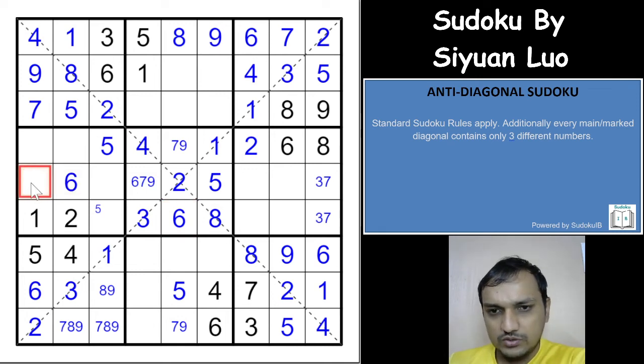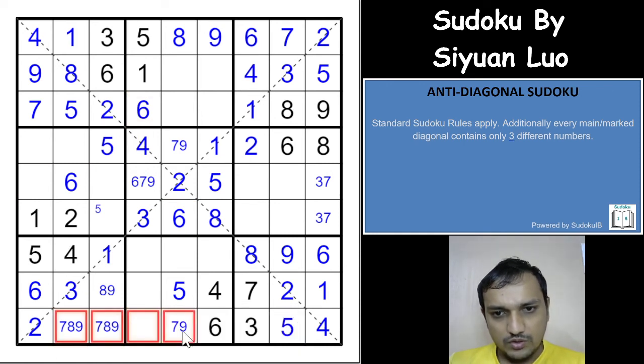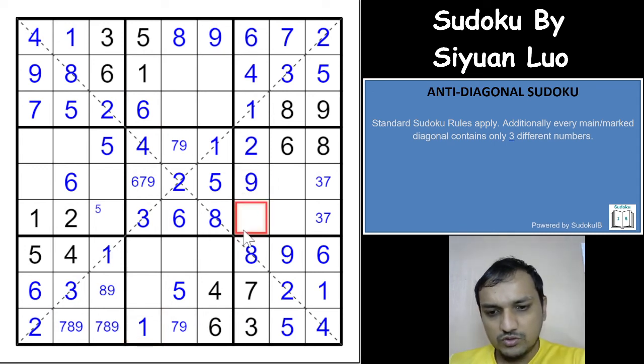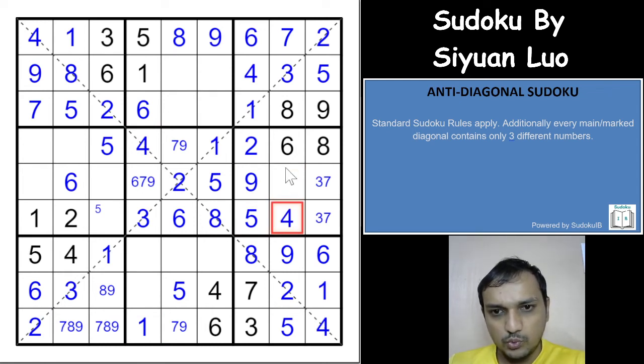This cell would have to be a 6. And this cell would have to be a 6. 7, 8, 9 is done. So this cell is a 1 here. Okay. 5 and 9. So this is 9. That is 5. And this is 4 and 1. So this is 4. That is 1. And with that we get a 4 here.